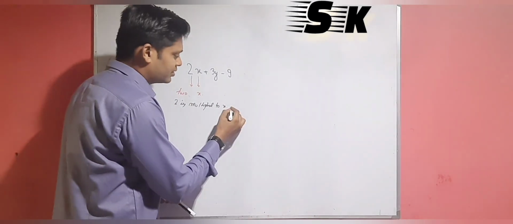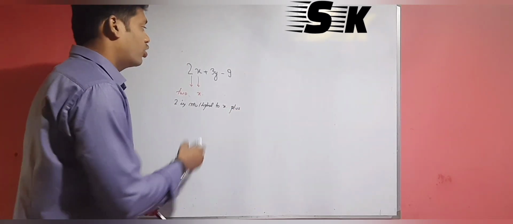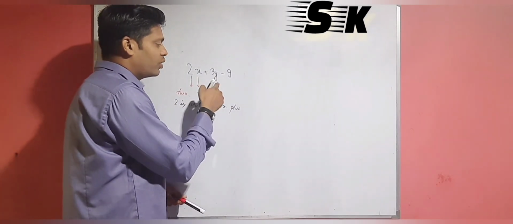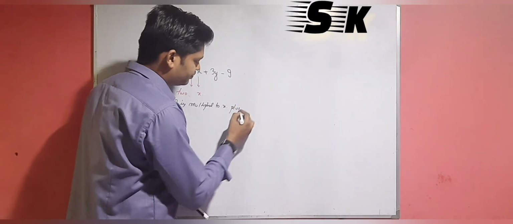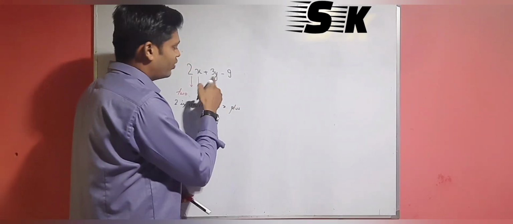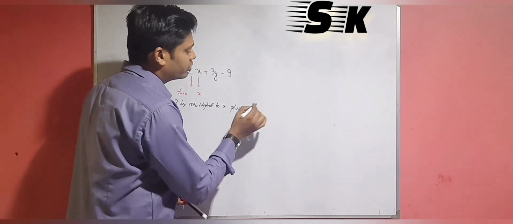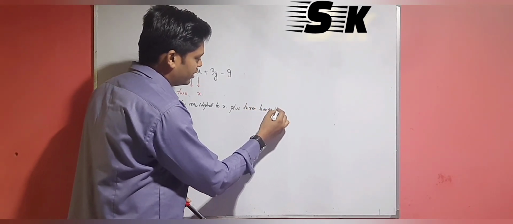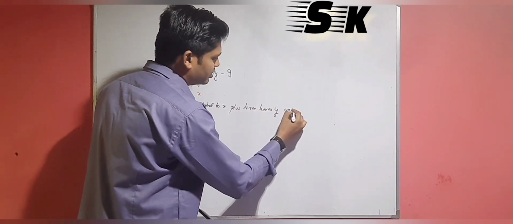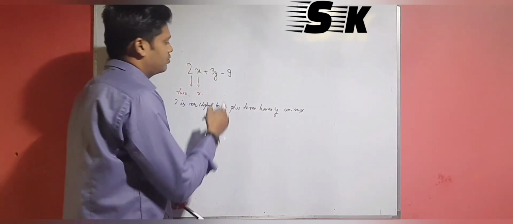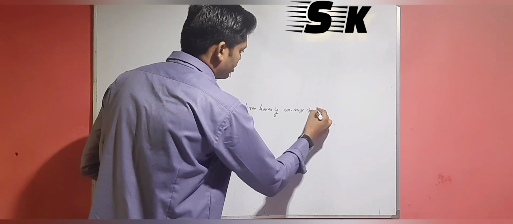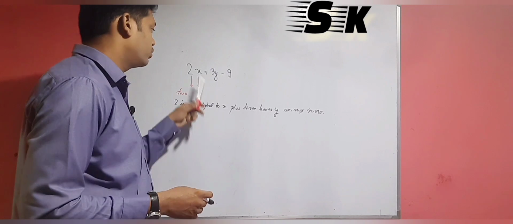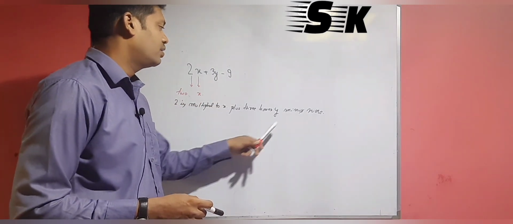And what about this? This is a plus sign. And this is 3 multiplied with y. What is the relationship between 3 and y? There is a multiply, so we can say 3 times y. Subtract means minus, you can say minus or subtract. And this one is 9. So the expression is 2 multiplied to x plus 3 times y minus 9.